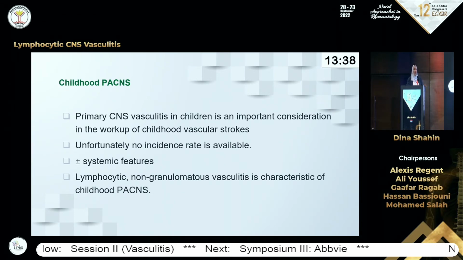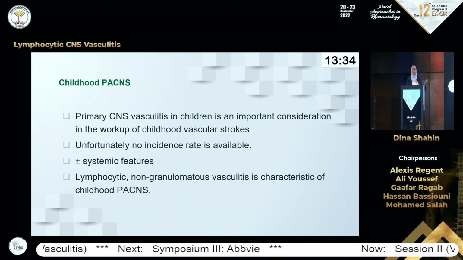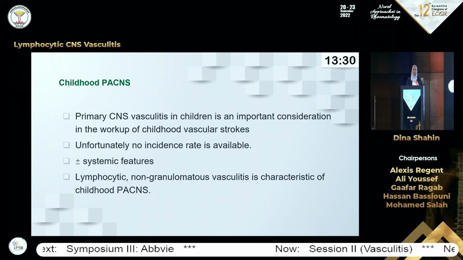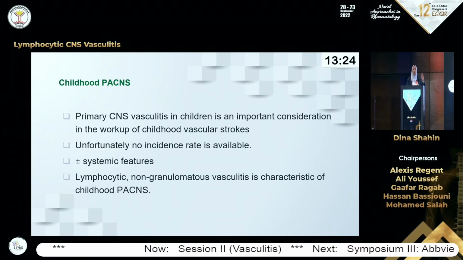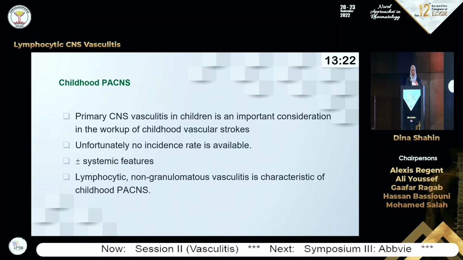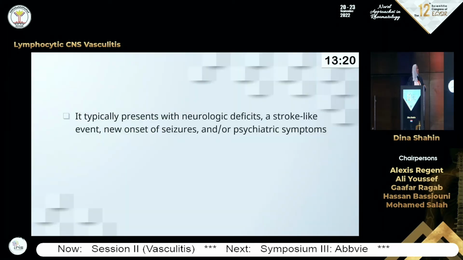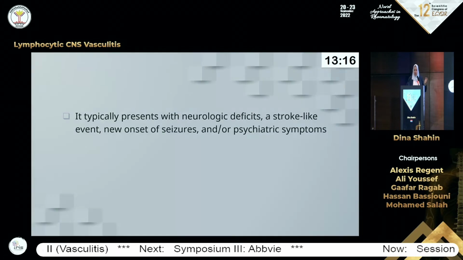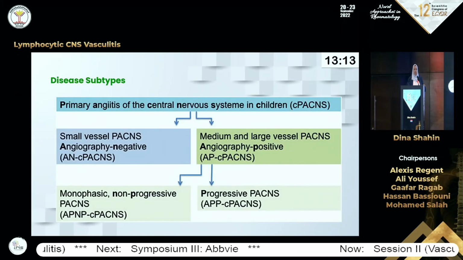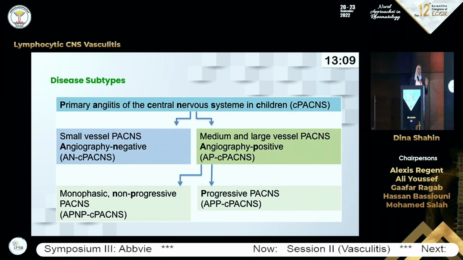الحقيقه ان احنا ما عندناش انسيدنس ريت، والعيانين دولت اوقات بيبقى معاهم سيستميك مانيفستيشن، لان بعض الفاسكولايتس دي بتبقى تريجرد باي فيرال انفكشن، وكل الحالات بتاعت البرايمري تشايلد هود انجيايتس بتبقى ليمفوسيتك نون جرانيولوميتاس فاسكولايتس. بيبقى معاهم نيورولوجيكال مانيفستيشن هنتكلم عليها حسب بقى نوع البلاد فيسل او السايز اوف ذا افكتد بلاد فيسل.